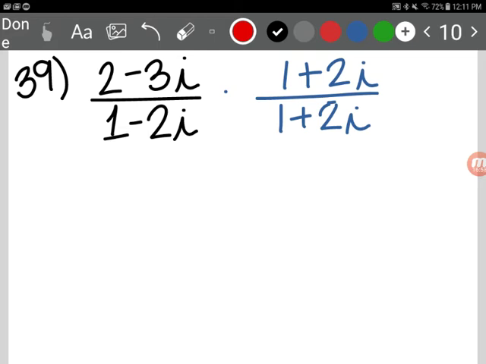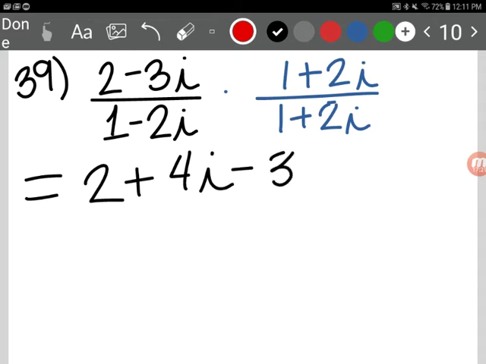Apply the FOIL method, or you can apply the box method, which I did an example of in your written notes. Now, in my numerator, I notice that these are not conjugates, so I must do the entire FOIL method. 2 times 1 is 2. Outside, 2 times 2i is positive 4i. Inside, negative 3i times 1 is negative 3i. And then my last, negative 3i times a positive 2i is negative 6i squared. I have to add that exponent.